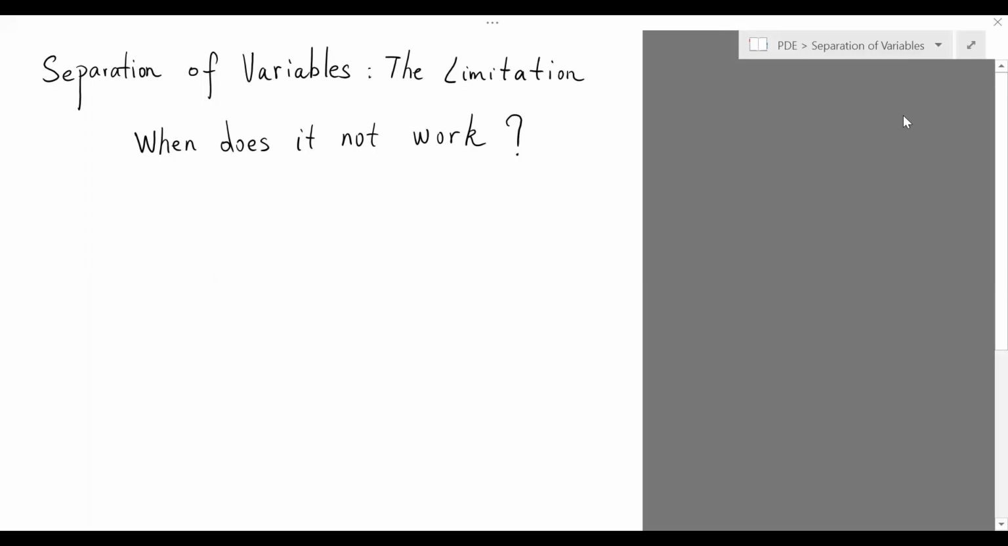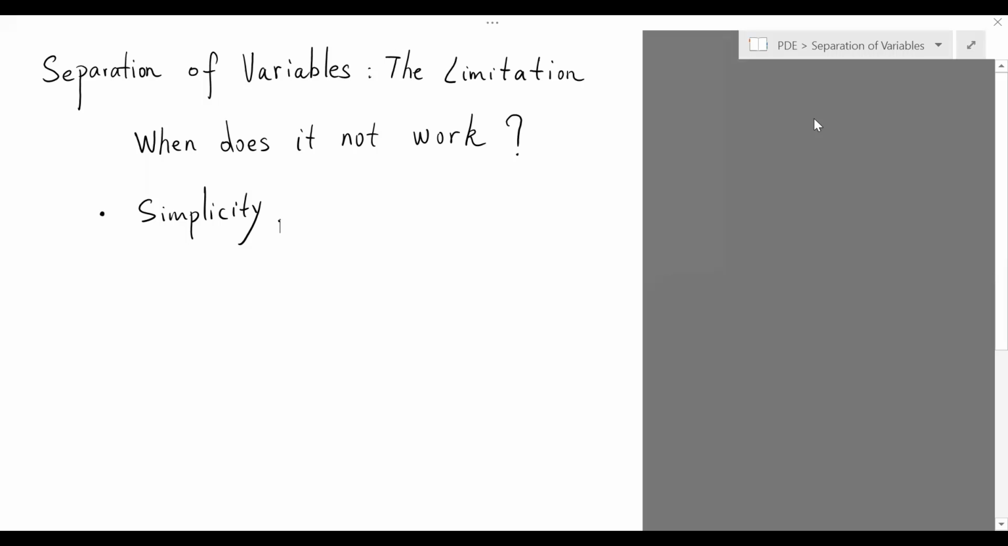So let's get started. First of all, let's recall that the method of separation of variables is usually taught as the first approach in solving partial differential equations because of its simplicity. By assuming the solution is of a product form, in some cases, we can reduce the partial differential equation into several ordinary differential equations, which are easier to solve.